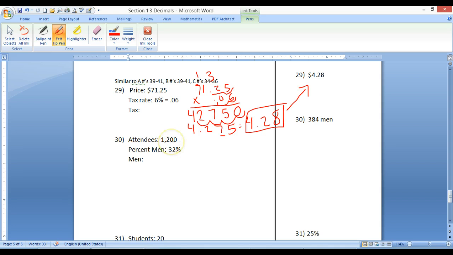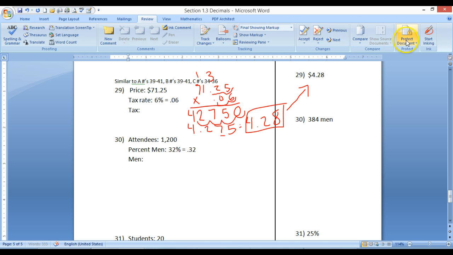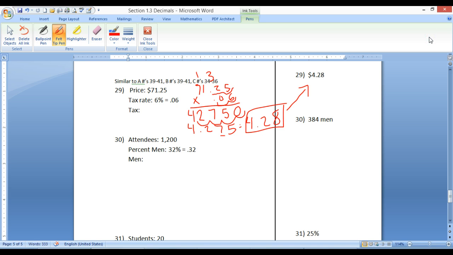So of means multiply. So I need to change this first of all to the decimal, and I'll do the same thing I did before. Changing that to a decimal, I need to move it over 2 times. 1, 2, which makes this 0.32. Of means multiply, so I need to just multiply those. 1200 times 0.32.